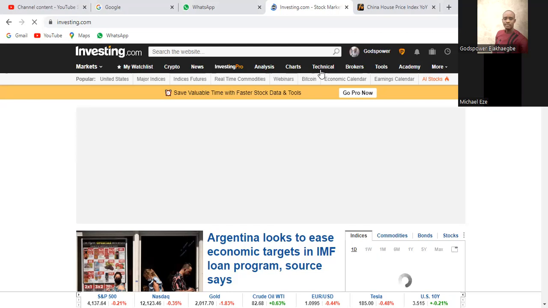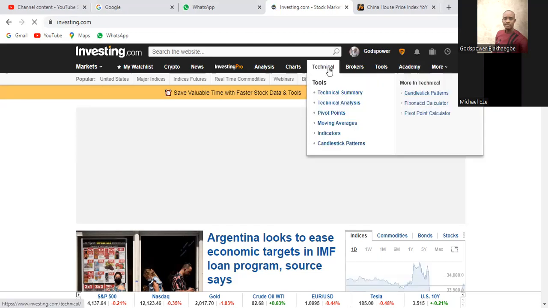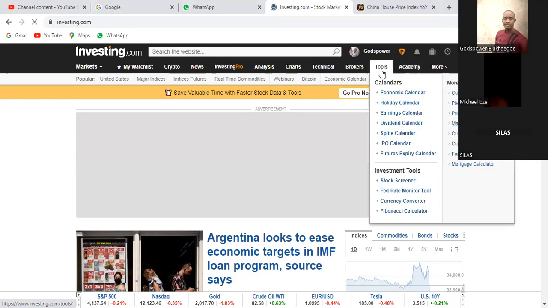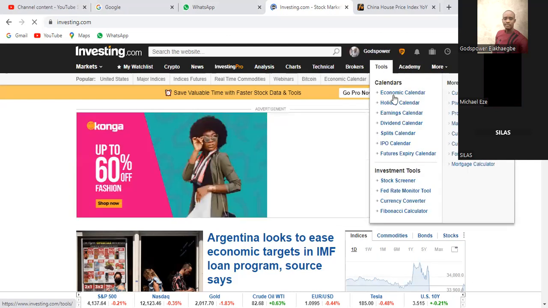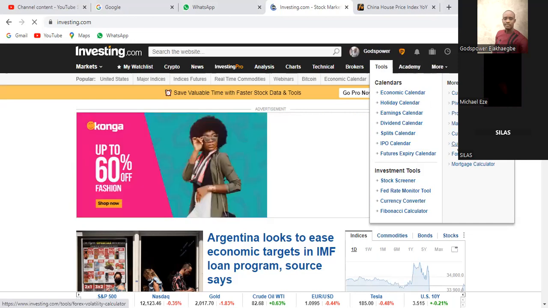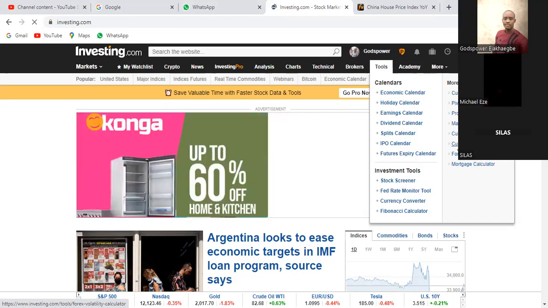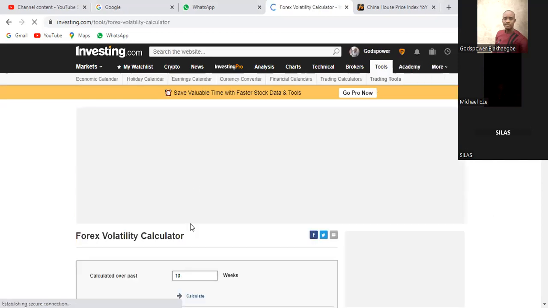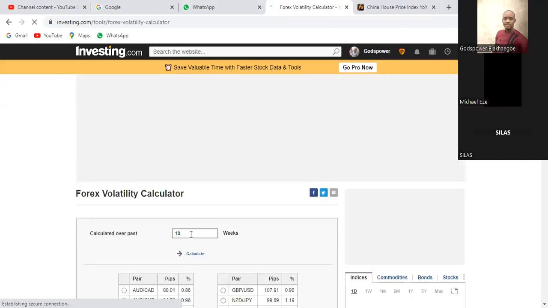So the best thing to do on investing.com is go to tools, click on currency volatility. Let's see how volatile the currency will be. Look at this. Calculated over past weeks. I can even put over 1 week here. Calculate.